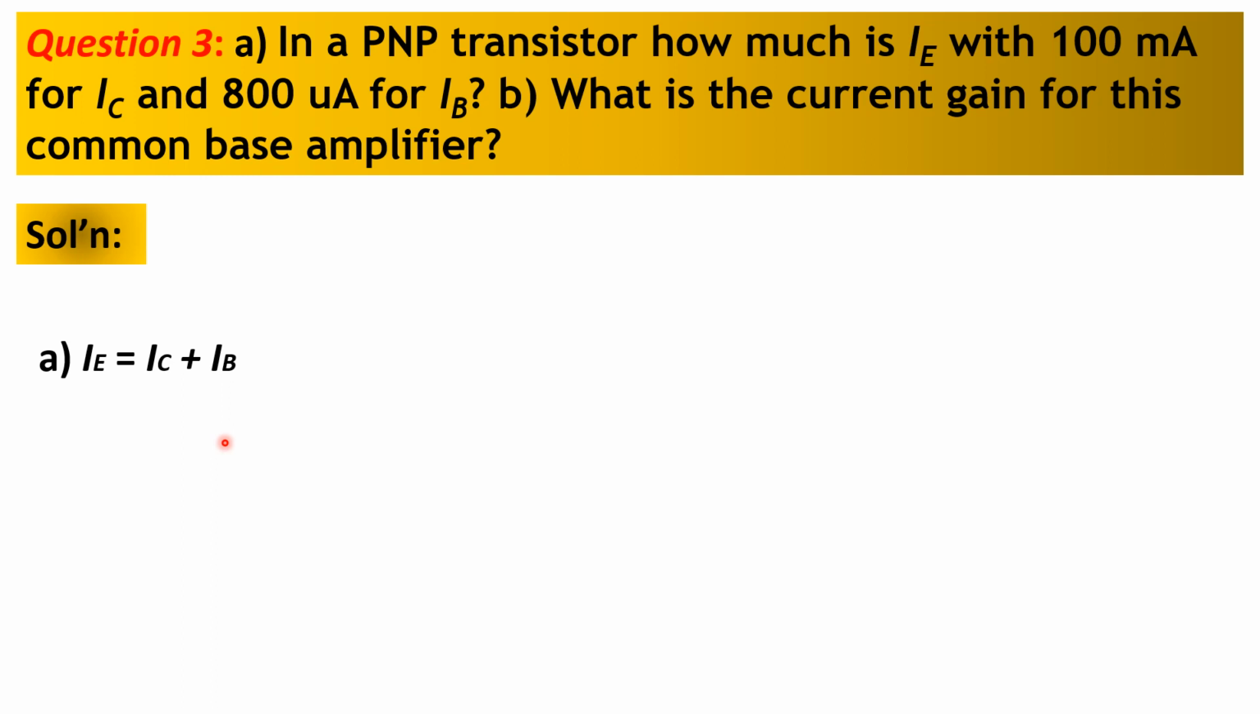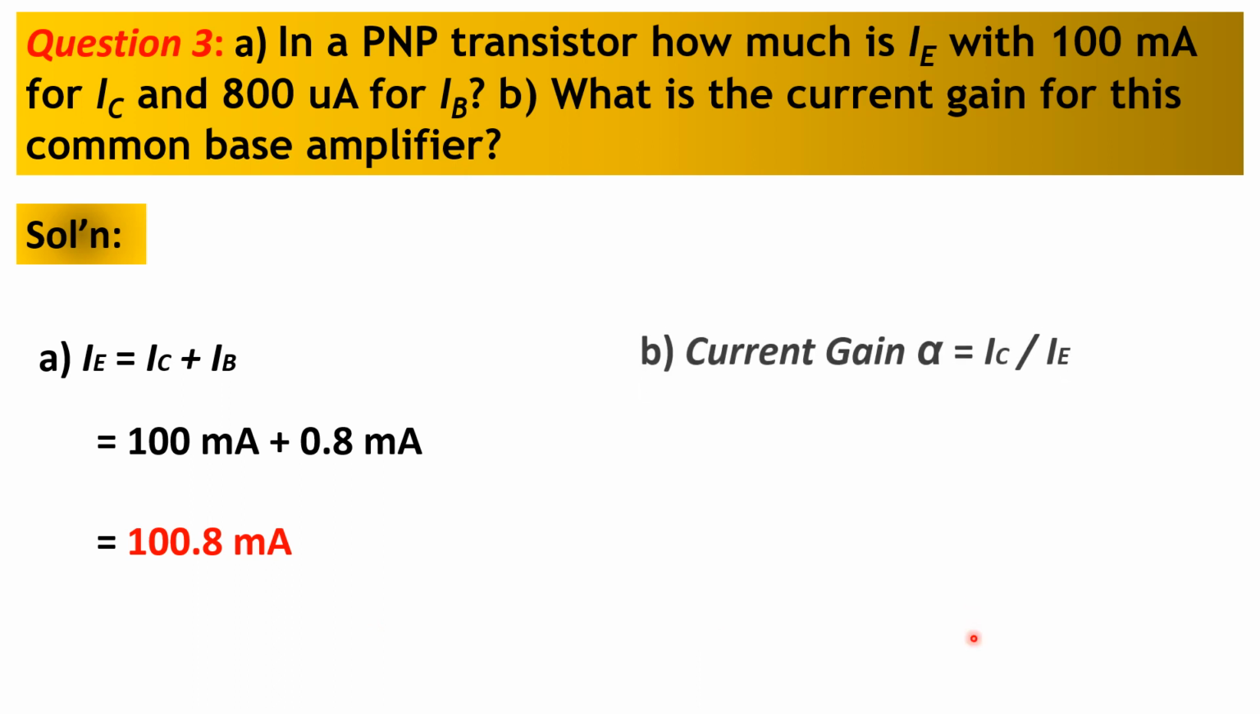So our formula for finding IE is IE equals IC plus IB. Then, since IC is 100 milliamperes and the base current is 800 microampere, when converted to milliampere, that's 0.8 milliamperes, for a total of 100.8 milliamperes as the value of the emitter current. So that is the answer to letter A.